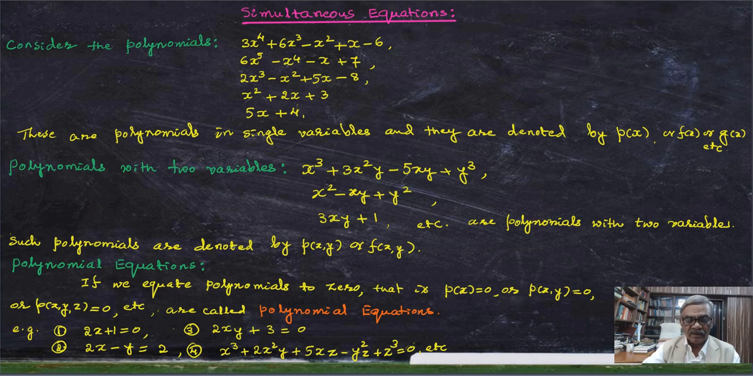And the third one, 2xy plus 3 is equal to 0. It is an equation in 2 variables. And the fourth one, x cube plus 2x square y plus 5xz minus y square z plus z cube equal to 0. This is a polynomial equation in 3 variables. Now we are defining simultaneous equations.